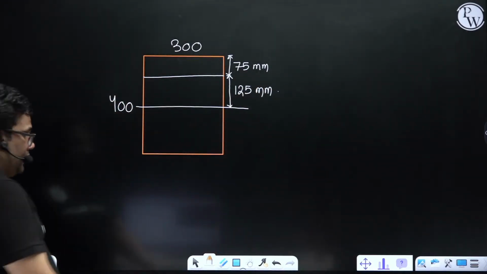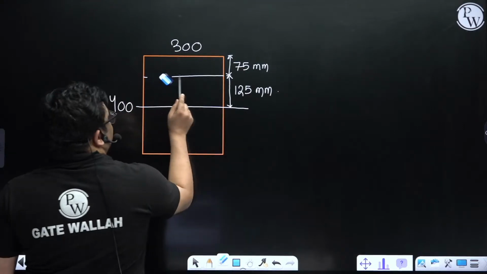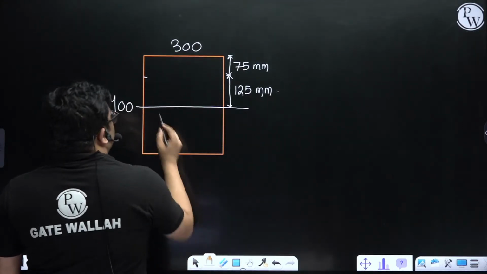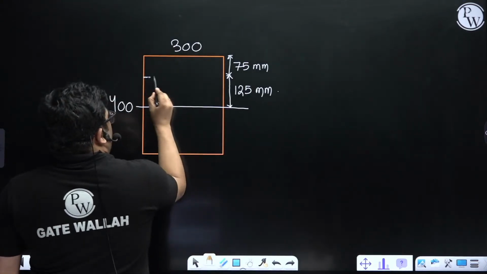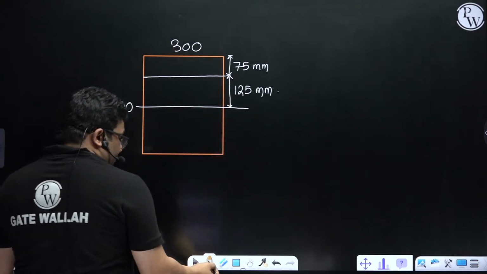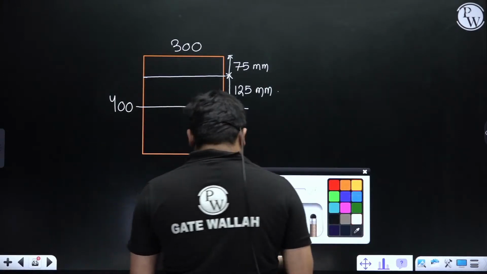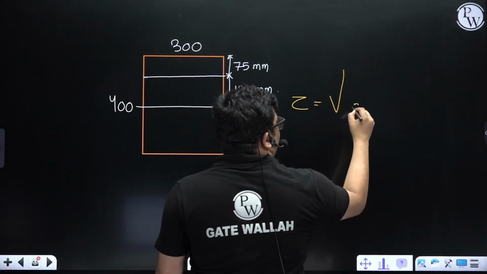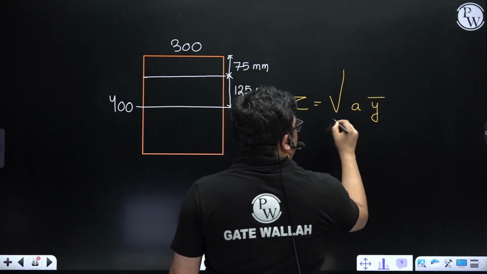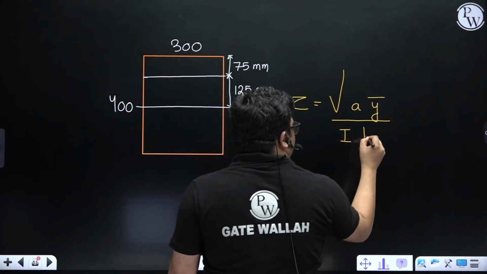Very good. Now you have to find out the shear stress here. At this level, you have to find out the shear stress 75 mm from top. What to do? Either you can use the equation I derived or directly you can use this equation. Which equation did I tell you? Shear stress is equal to VAY bar by IB. I can use this equation.